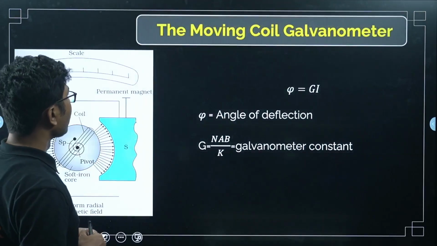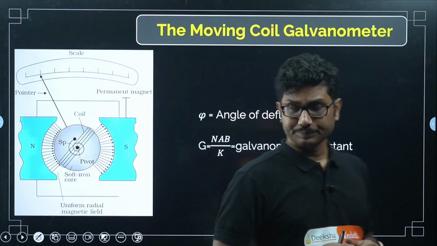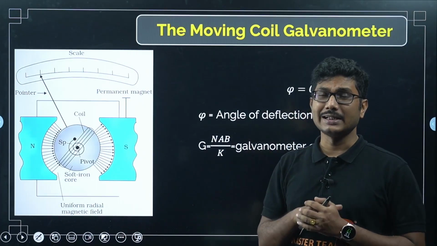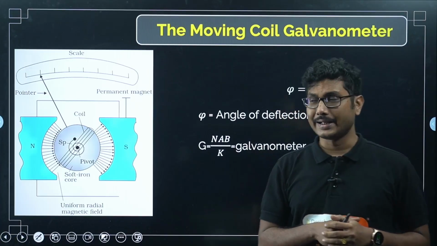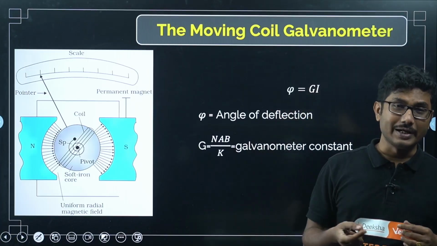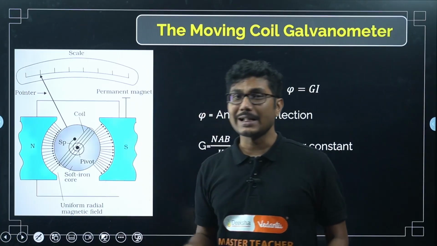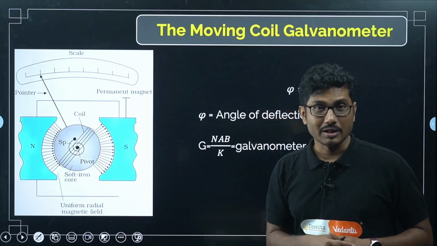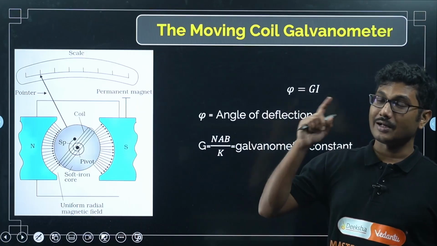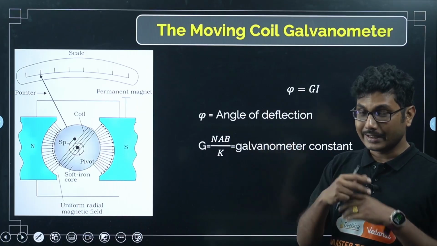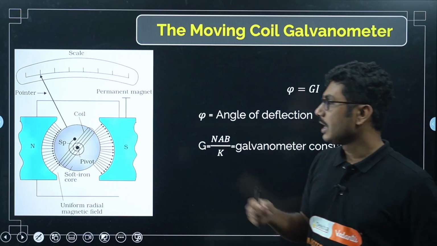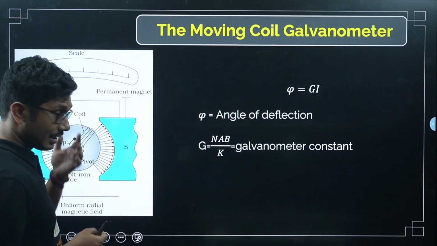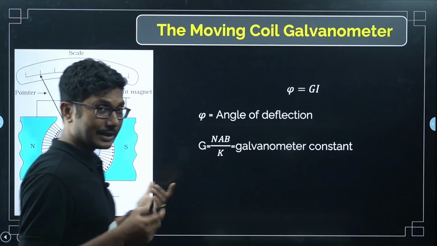Now, moving coil galvanometer. We have learned that when we consider a single loop, it behaves as a magnet, or it creates a magnetic field. Now when we keep that loop inside a magnetic field, it also experiences a torque, right? That we have discussed in our first part: a rectangular loop experiences a force, IAB, which is the force acting on a loop.